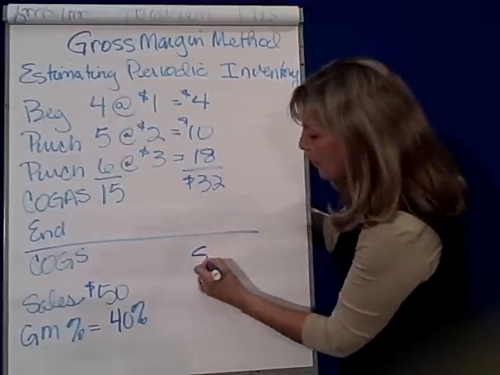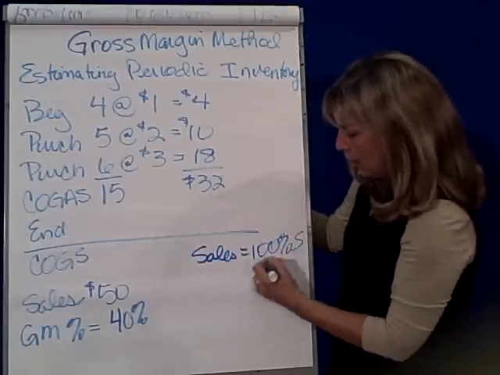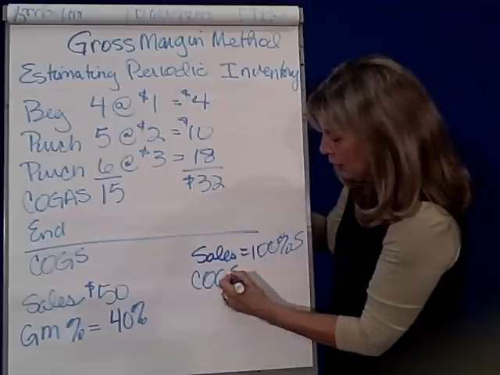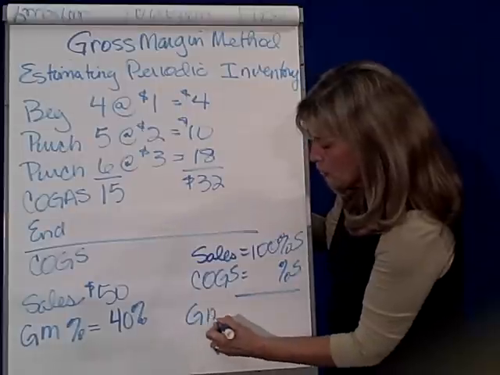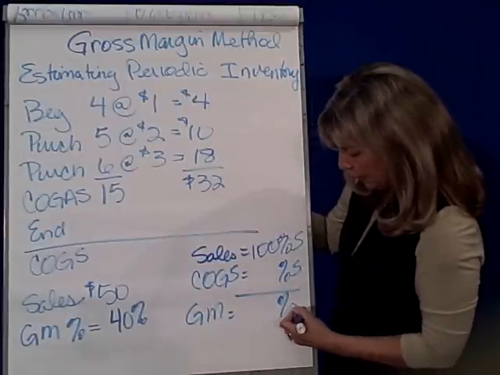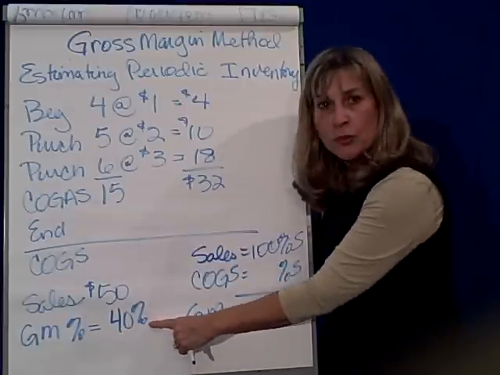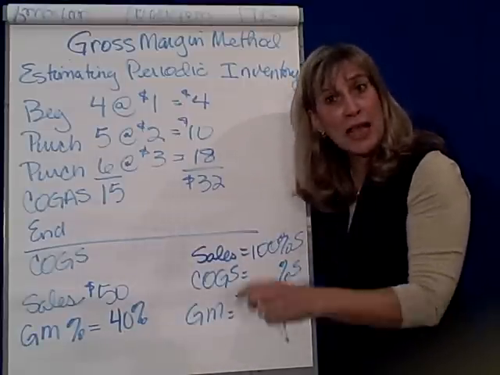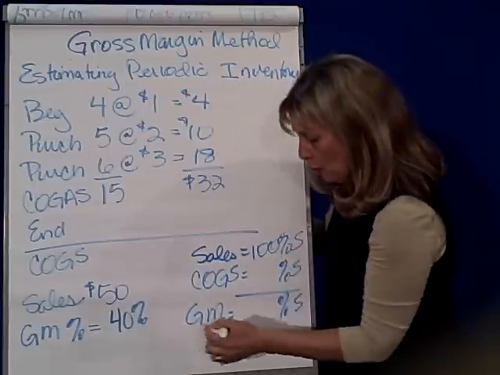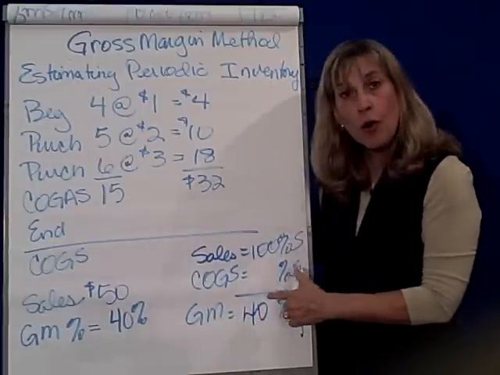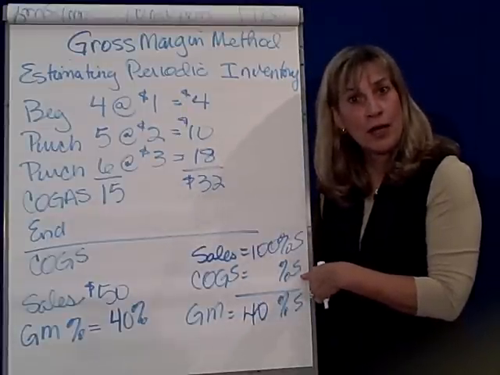Now, would you say that sales is equal to 100% of sales, and that cost of goods sold is going to be a percentage of sales, and that gross margin is also going to be a percentage of sales? Now, it tells me in the problem that the gross margin percentage, based upon the last financial statements that I did where I physically took the inventory, was 40%. Well, if gross margin is 40%, then what is cost of goods sold as a percentage of sales?